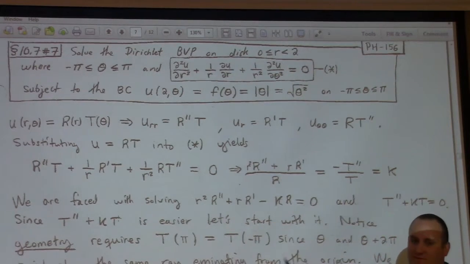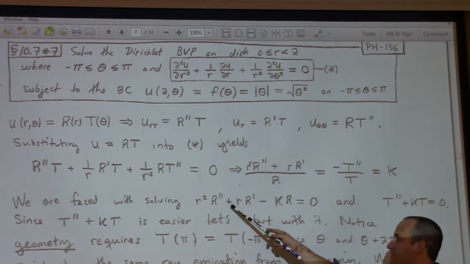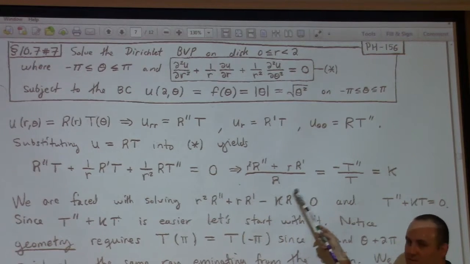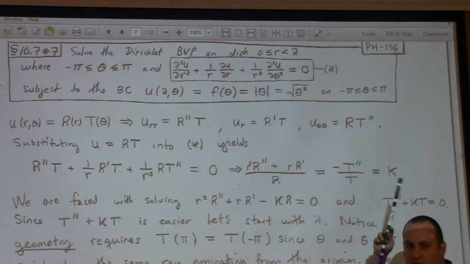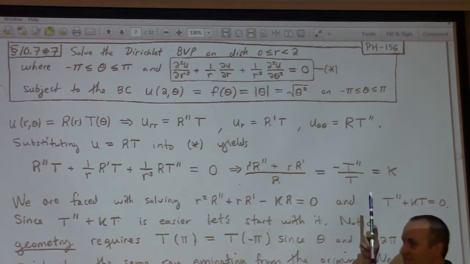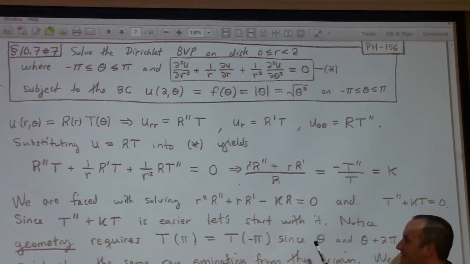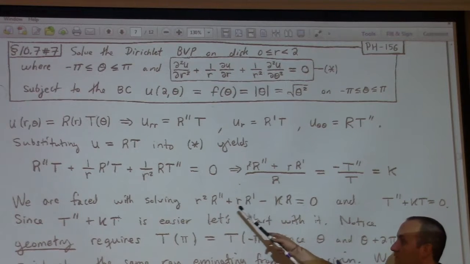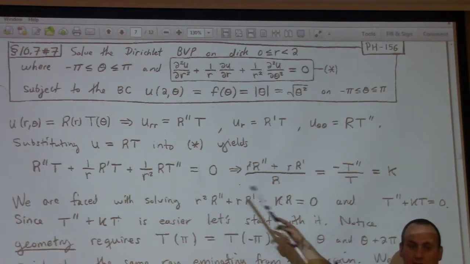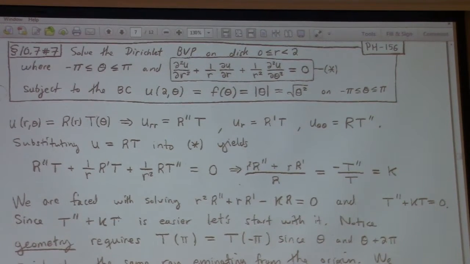Not constant coefficient. What if I had x squared y prime prime plus xy prime minus some constant times y equal to 0? What kind is it? This is a Cauchy-Euler problem. So you see, when you have non-rectangular domains, the differential equations are more fun.